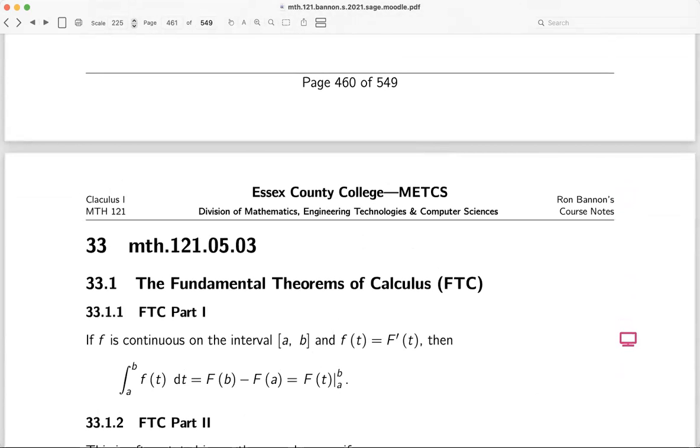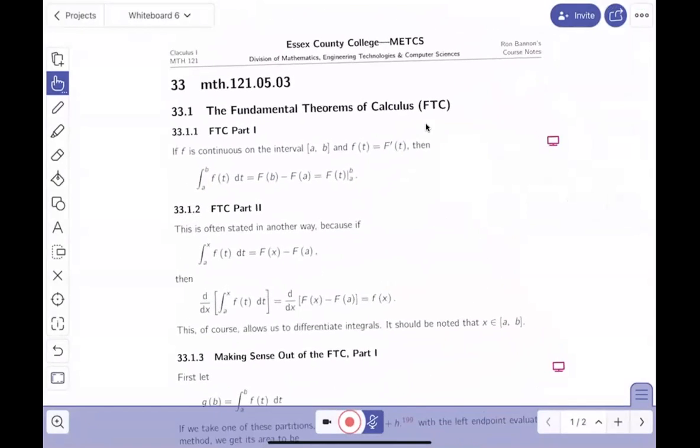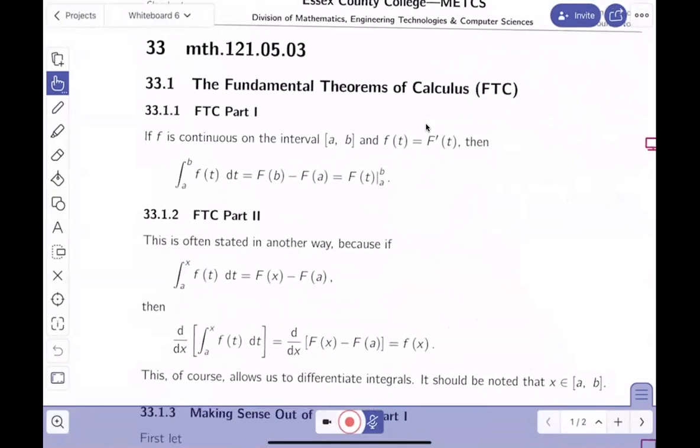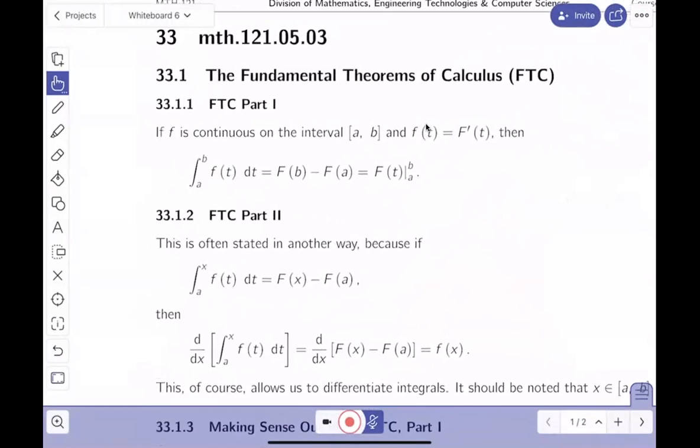Just give me a second to get my whiteboard on. Yeah, I think we're okay. So let's take a look at it. And I'm going to read it to you. And it says over here, FTC, fundamental theorem of calculus. And then they get this part 1, part 2 business. And let's take a look. So as I read this stuff over here, again, I encourage you to read it too. We're doing the FTC, fundamental theorem of calculus. It's given in 2 parts.